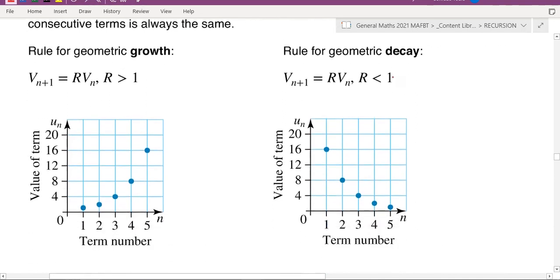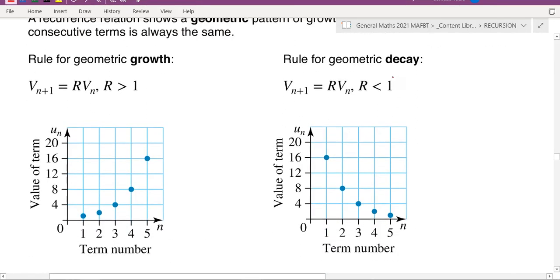Generally with geometric, looking at these graphs, whether it's increasing or decreasing, the graph is not going to be linear. It's going to curve upwards or it's going to curve downwards.